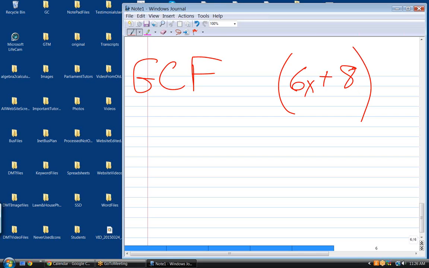Okay, let's keep going down because we know we're going to need an even number. 2. Does 2 work? 2 does work. So I'll factor out the 2. And then what's left behind is whatever you get when you divide that term by 2. Well, you get 3x plus 4. So I have taken a greatest common factor out of that original expression. And that's all greatest common factor is. Let me give you a few more.